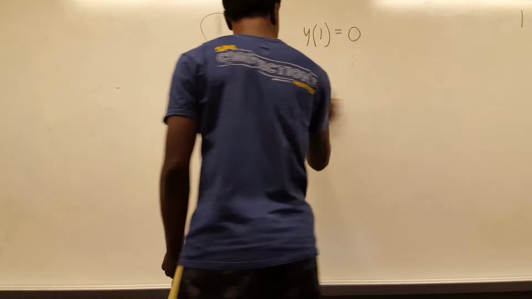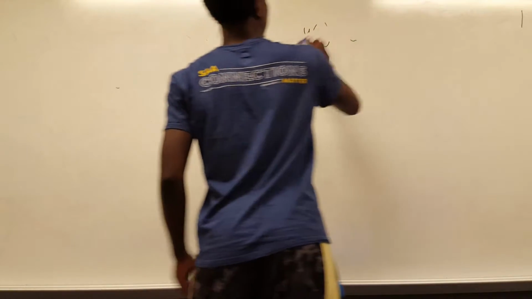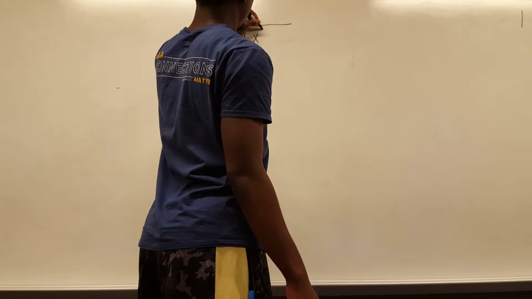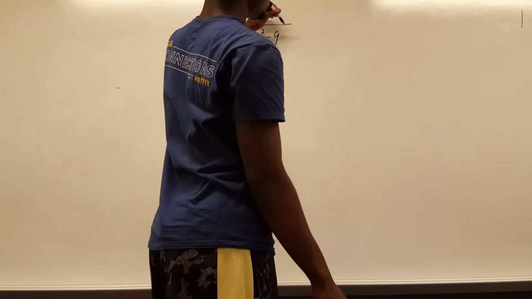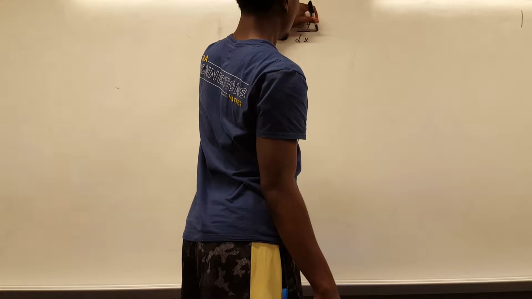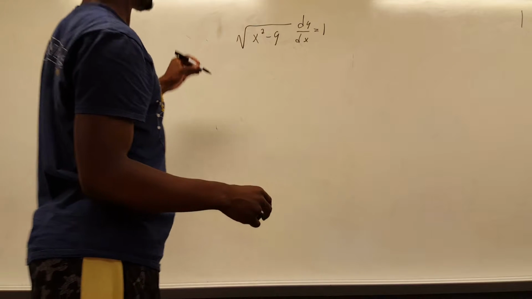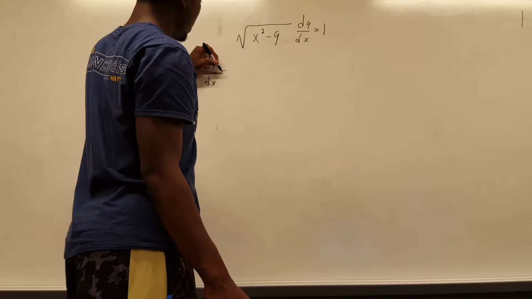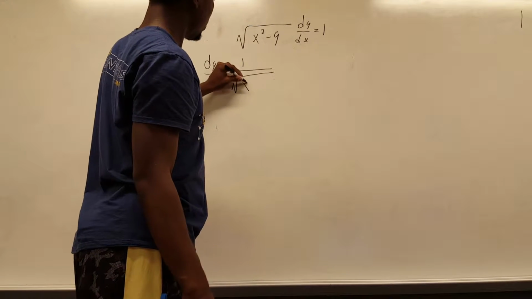We're given essentially the same situation, except with a different problem. We're given the problem: the square root of x squared minus 9, times dy over dx, is equal to 1. The first step here is to do algebra and isolate the dy over dx. We need that out of the way. So dy over dx is going to be equal to 1 divided by the square root of x squared minus 9.